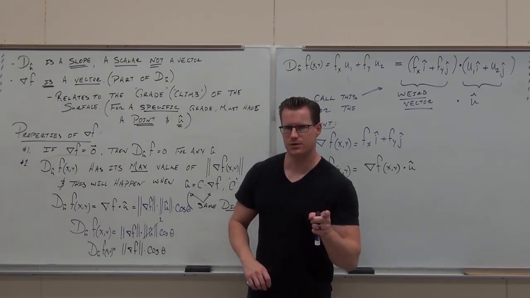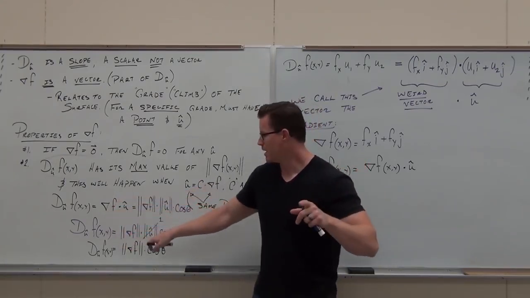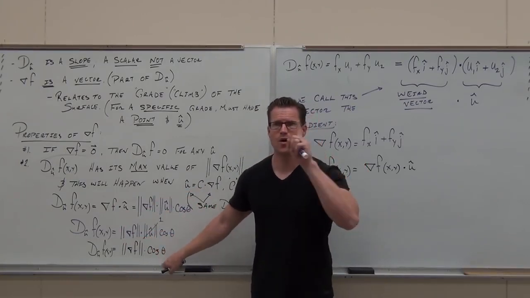What's the minimum value of cosine? -1. We're going to talk about that in property number 3. It's going to be very similar, and we're going to refer back to this. But the max value it can have is 1.